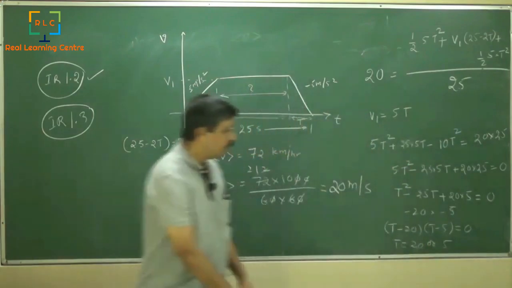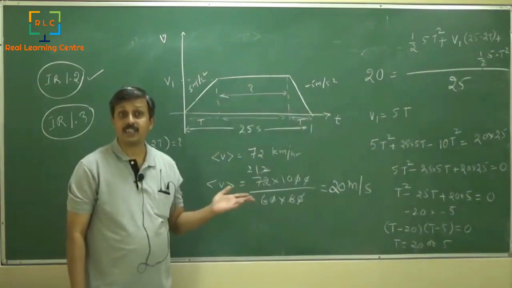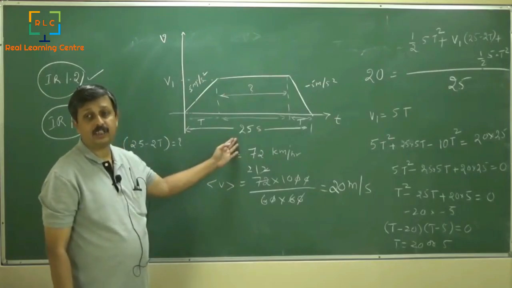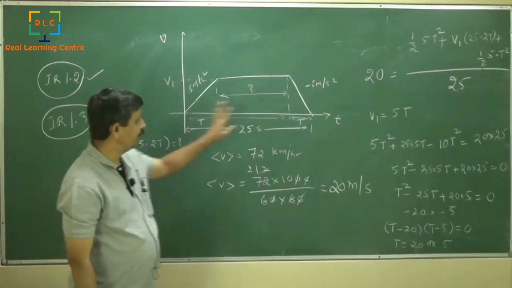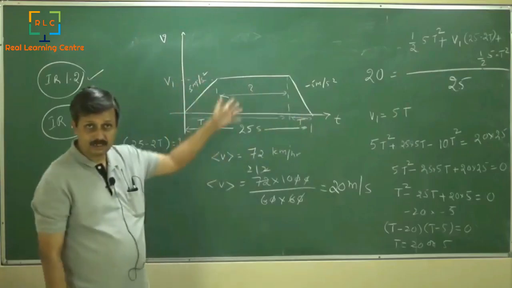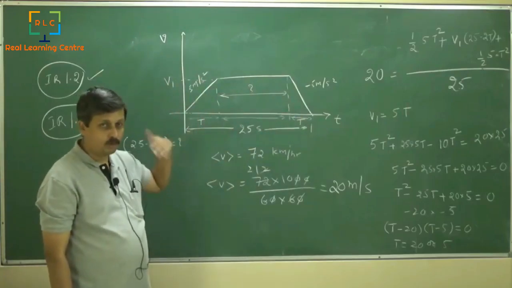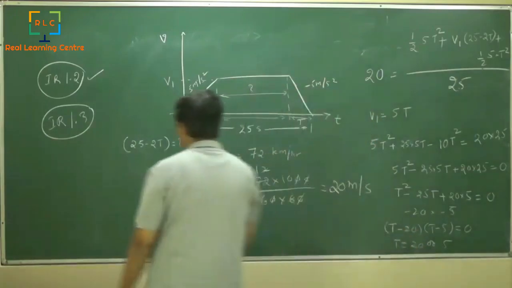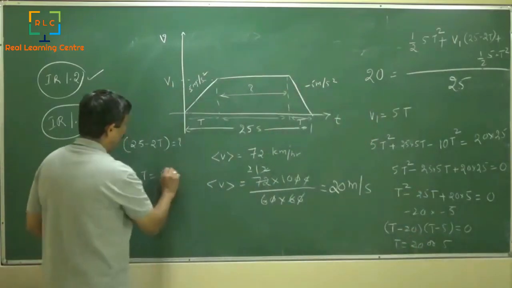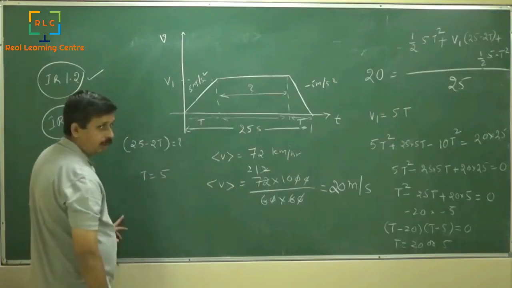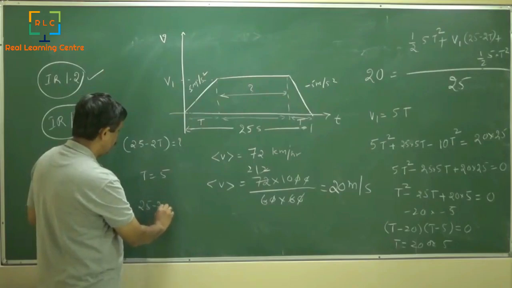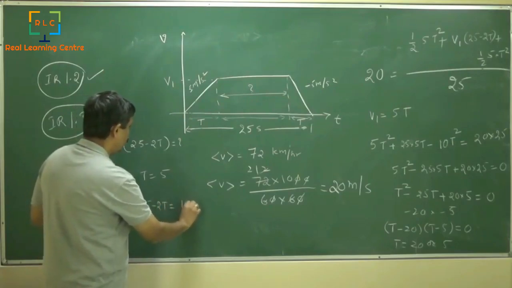Okay, so we will claim that t cannot be 20. Because total t itself is 25, and if you take t as 20, this side 20, the other side 20, total 40, it will exceed this. So we cannot take 20. That is not suitable answer. The suitable answer is 5. Okay, so t is 5. T is equal to 5. Therefore, our final answer is 25 minus 2t, which is nothing but 15 seconds.